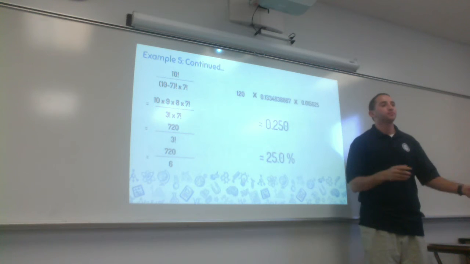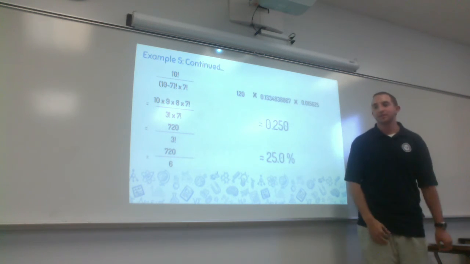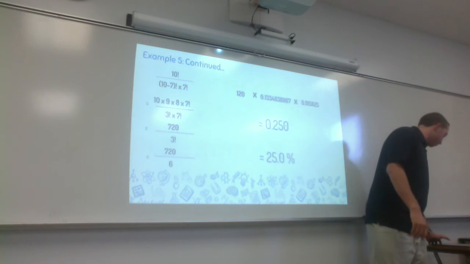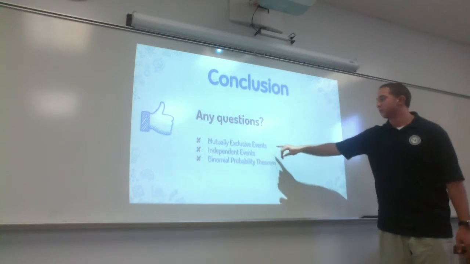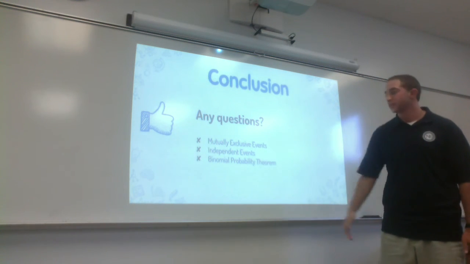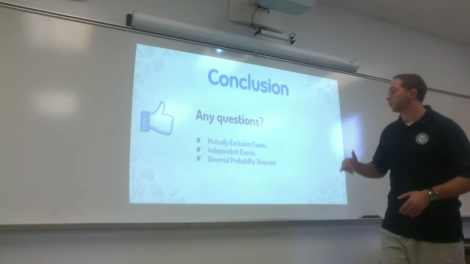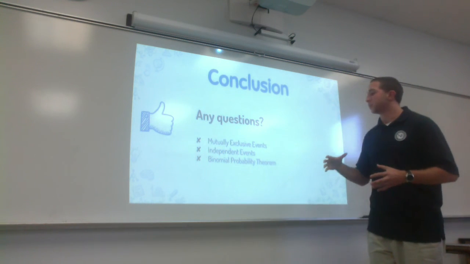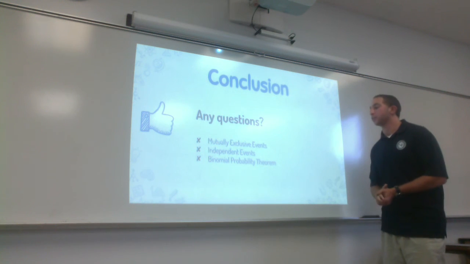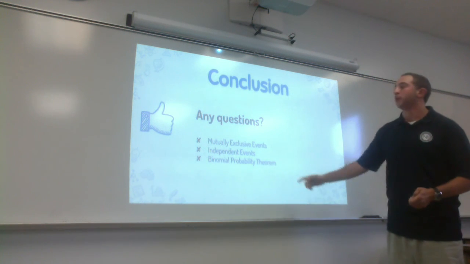So does everybody kind of understand that? Mm-hmm. Yeah, makes sense? Okay. So just to conclude, mutually exclusive events are events that don't occur together. Independent events are ones where one doesn't affect the other. The binomial probability theorem is when multiple independent events occur together, but there are only 2 possible outcomes.